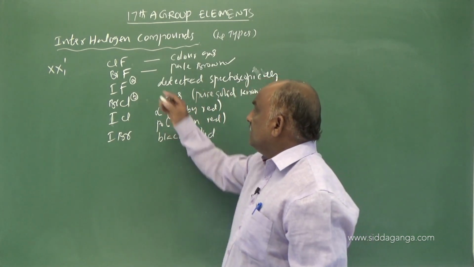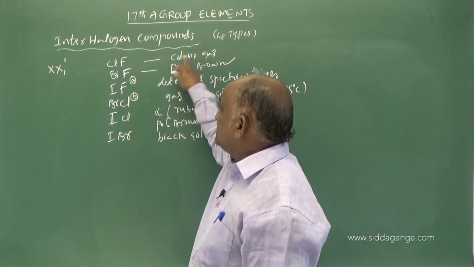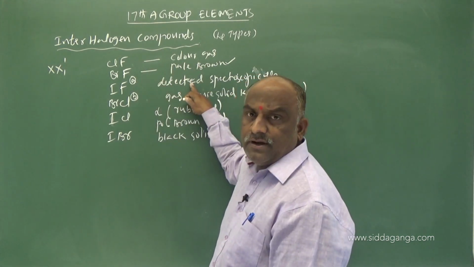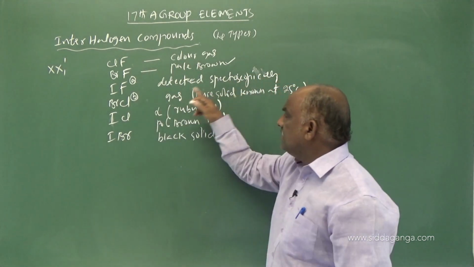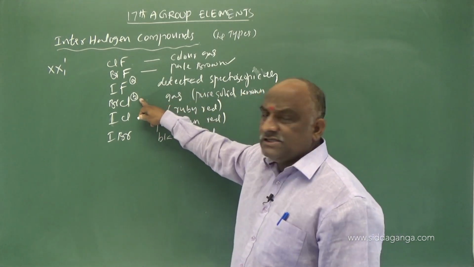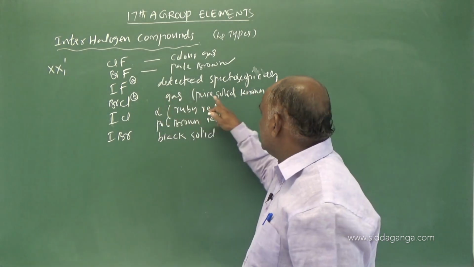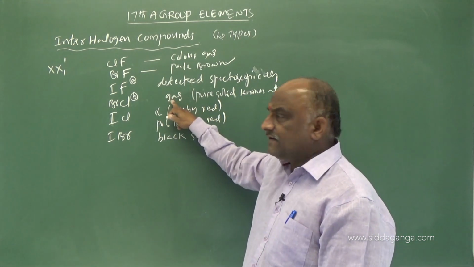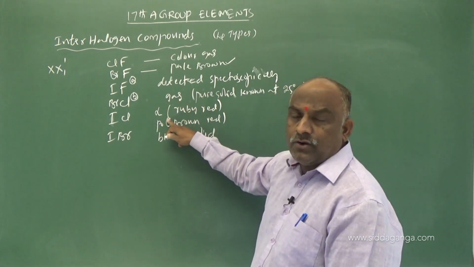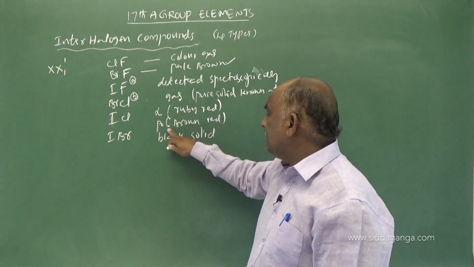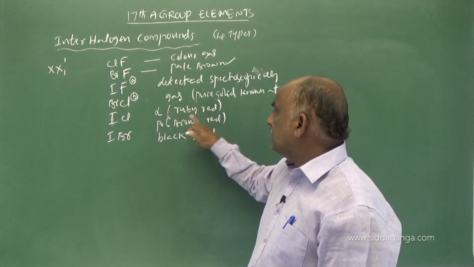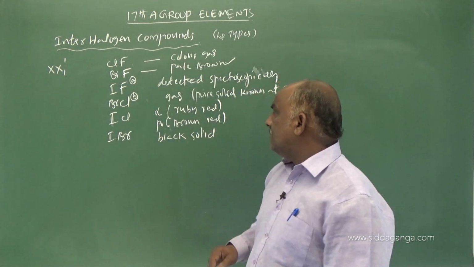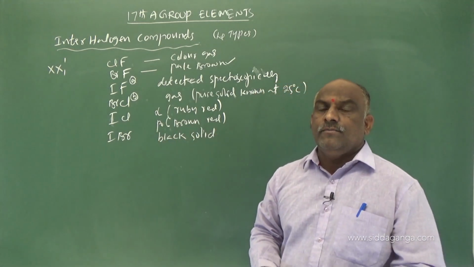Here ClF is a colorless gas, BrF is pale brown, IF is not stable and is detected spectroscopically, and BrCl is marked with a B. What does B mean? It is a pure solid known at 25 degrees centigrade, and generally it is a gas. ICl is available in two forms, alpha and beta. Alpha is ruby red, while beta is brown red. And IBr is a black solid.